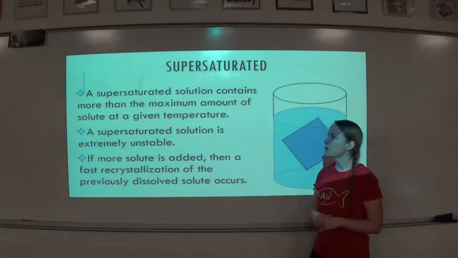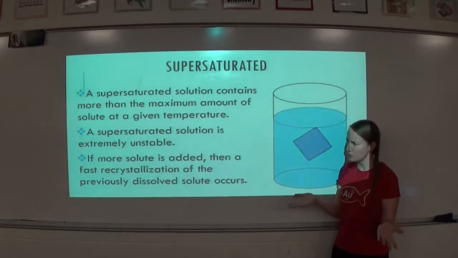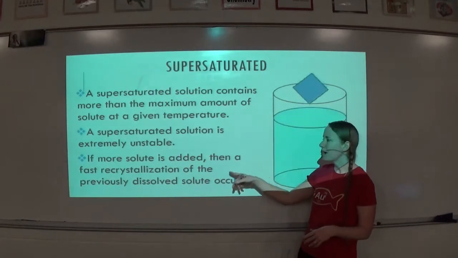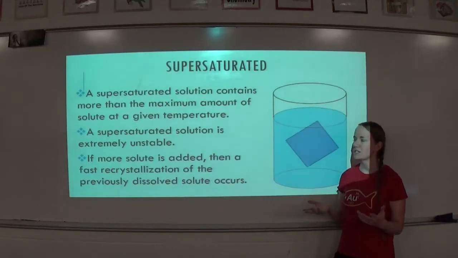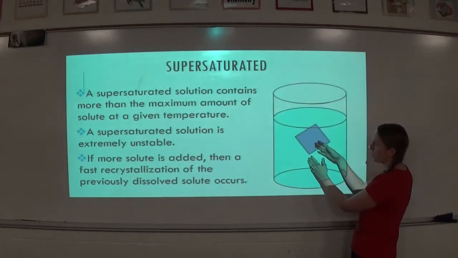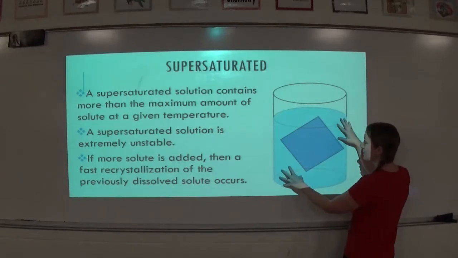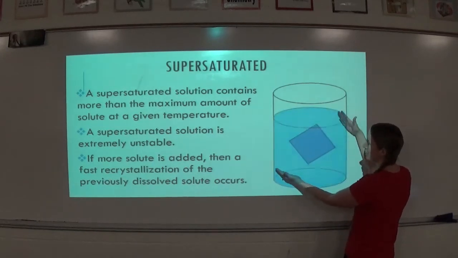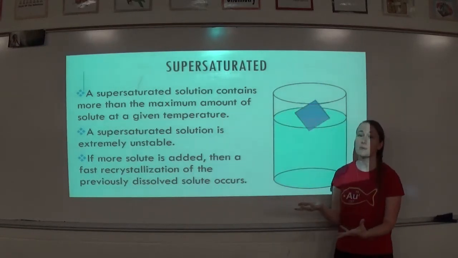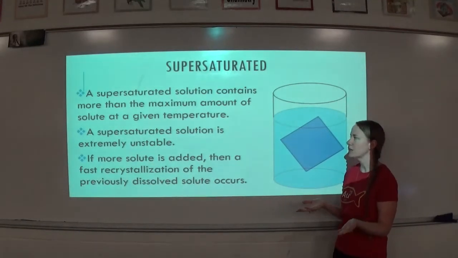A supersaturated solution is extremely unstable. Anything that has more than possible is unstable. So if more solute's added, then what actually happens is there's a fast recrystallization of the previously dissolved solute. If you watch our picture, if we add more, the crystal itself actually gets bigger. What that means is some of those dissolved particles in the solution will actually attach to the crystal, and the crystal will grow. Now I will show you an example of this in class because it's kind of hard to visualize what supersaturated looks like.